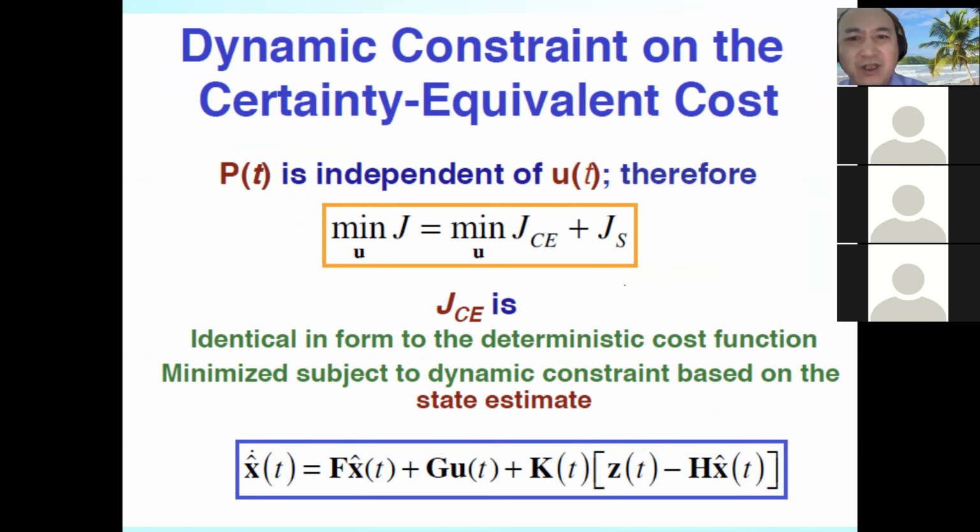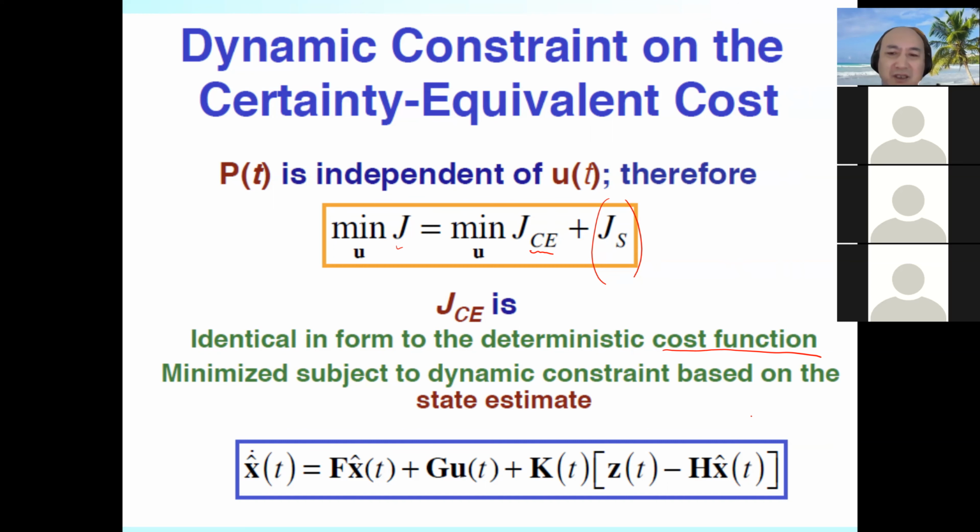Okay, so let's move on. This cycle is kind of interesting. Let's talk about CE here, which is called certainty equivalence. The PT is independent of the UT, so my overall cost can be split in two parts. This has nothing to do with the dynamic constraints. Okay, so it is identical in form to the deterministic cost function: minimize subject to dynamic constraints based on the state estimates.